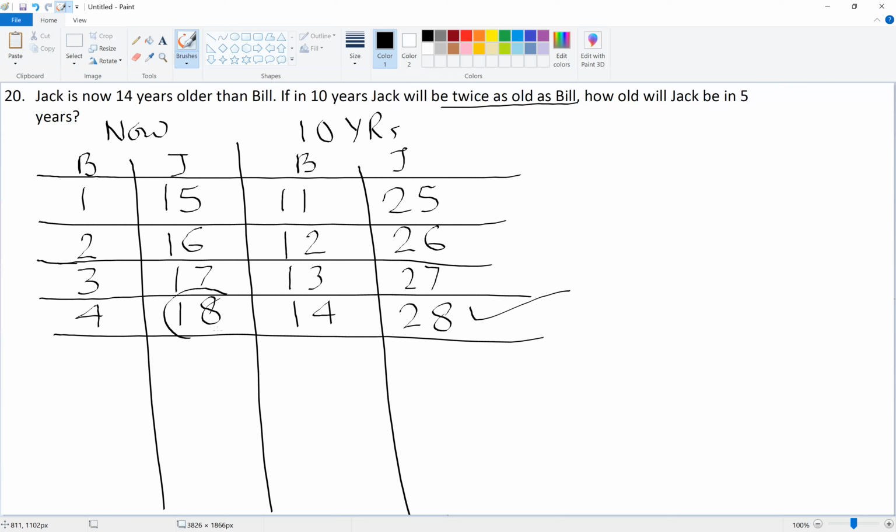Now Jack is 18. So how much will it be in 5 years? 23.